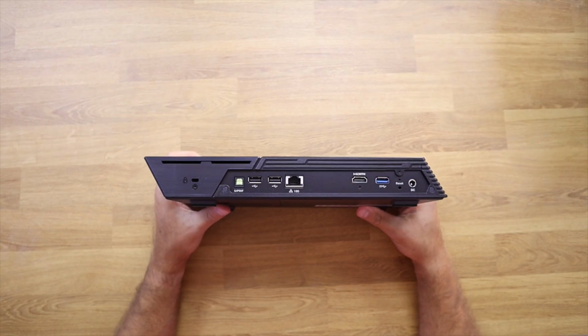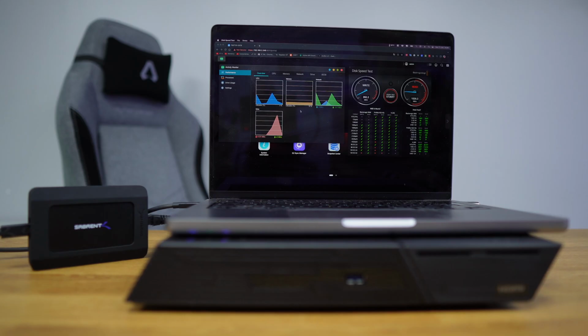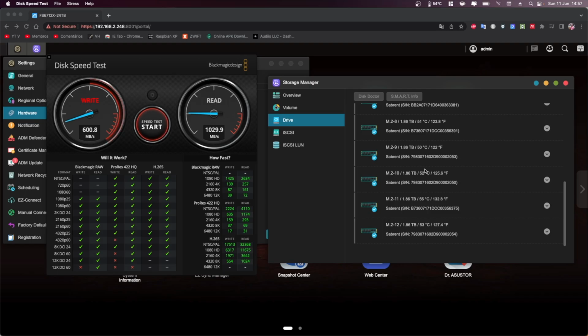The Flashstor 12 Pro has a 10 gigabit connection, and in RAID 5 I did some disk speed tests and I was able to get 500 megabytes per second on writes and 1000 megabytes per second on reads. Now the reads are totally fine, but the writes I was not able to get the maximum.